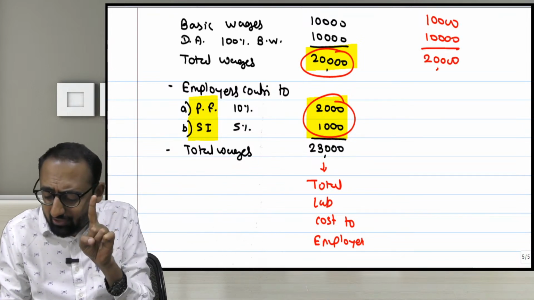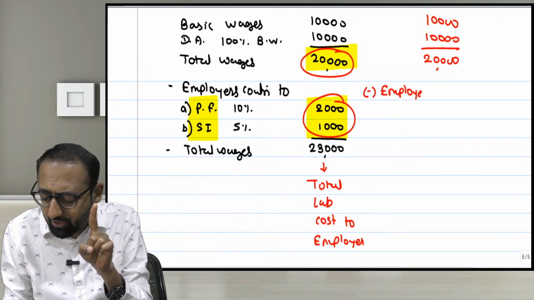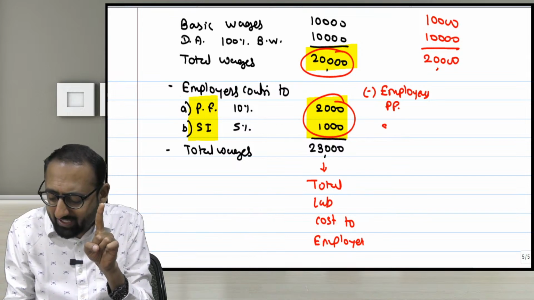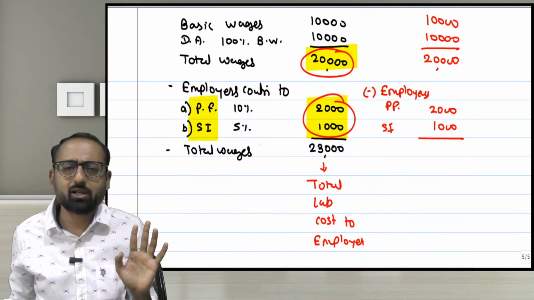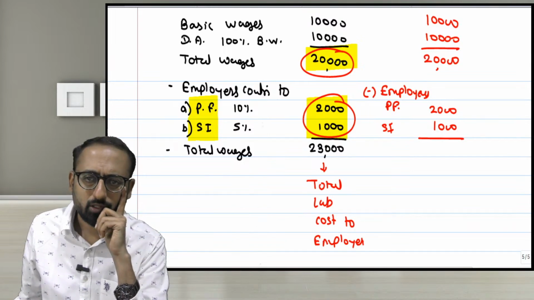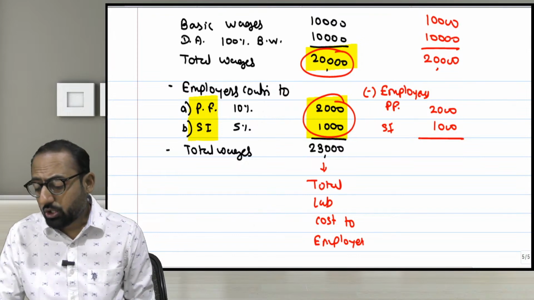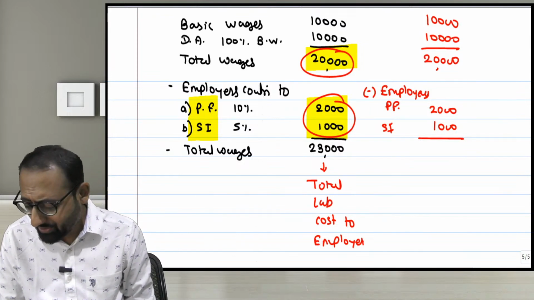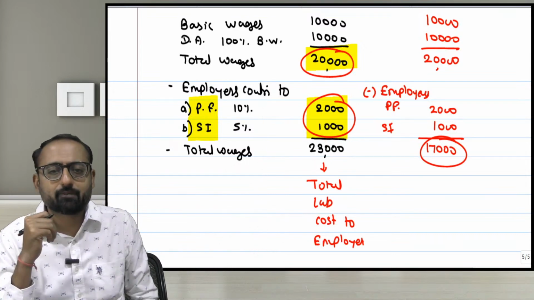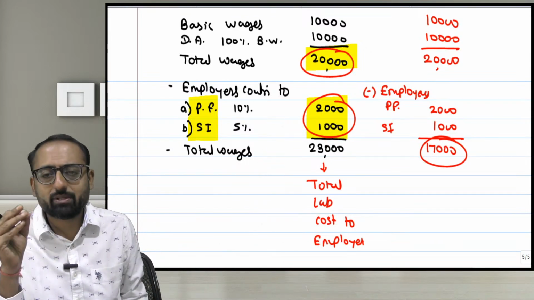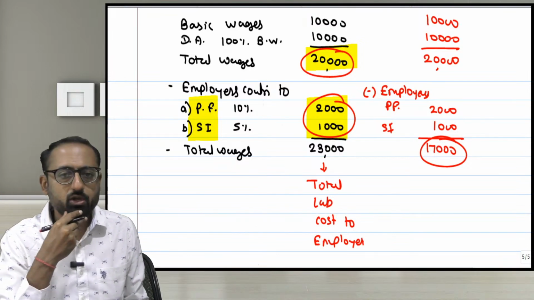Now from that 20,000, we'll have to subtract employee's contribution to provident fund and state insurance, 2,000 and 1,000, because this is not voluntarily paid by the employer. This will be deducted from whatever the cash is getting. So 20,000 minus 3,000, 17,000 will be the net earnings of that worker. I hope this point is clear.